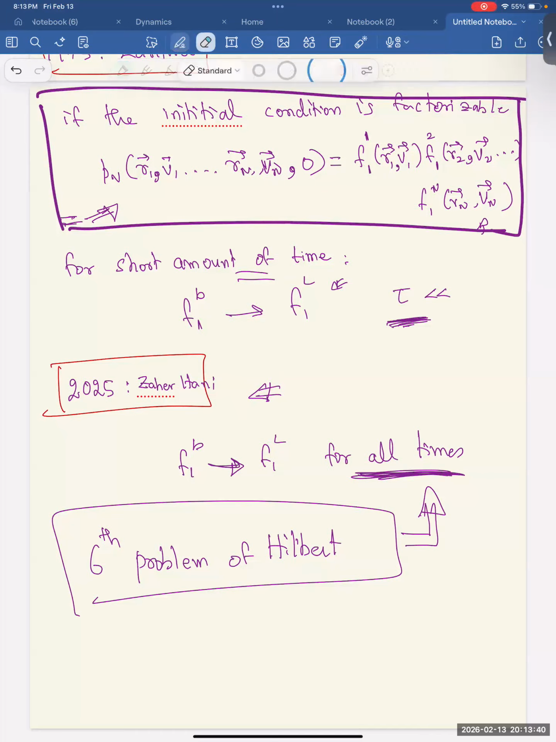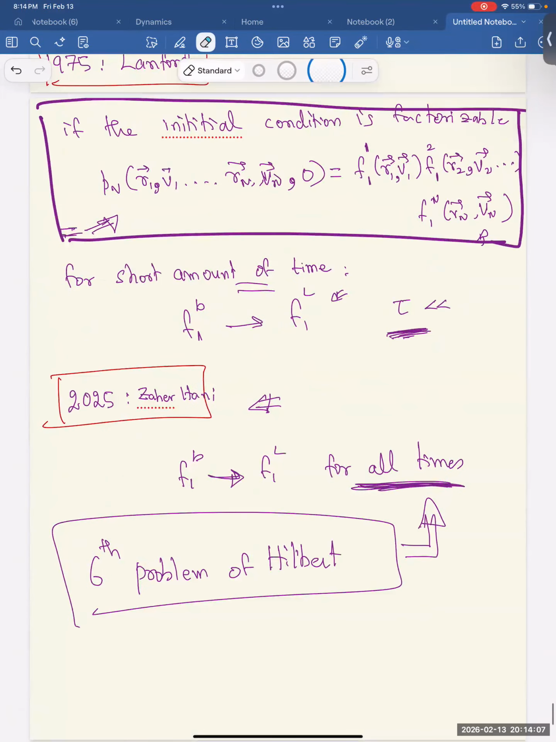Entropy is more or less going to be increasing all the time, as given by the Boltzmann equation. And the Boltzmann equation is also a valid solution, more or less, for all times, given that initial condition. Okay, so that's why this is important.